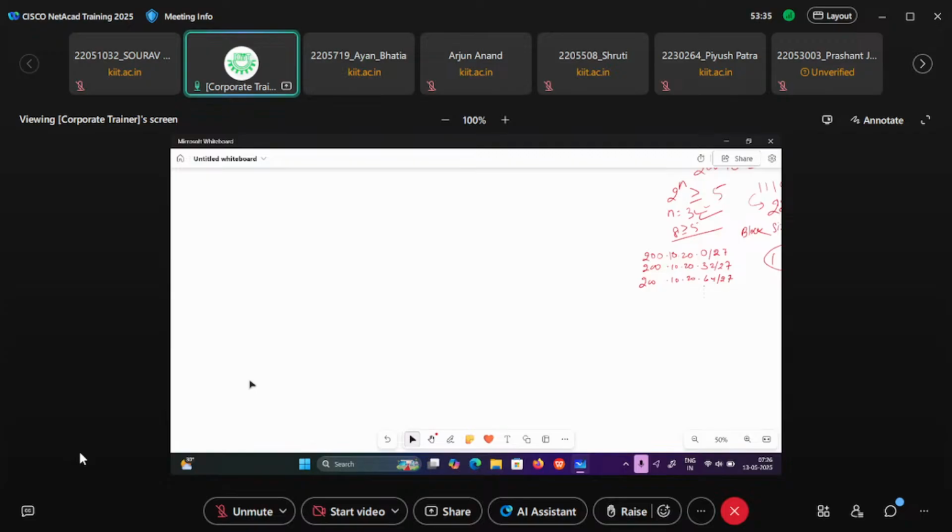In each and every condition we'll consider and do the subnetting. So just look here. We have a total of 5 subnets required.